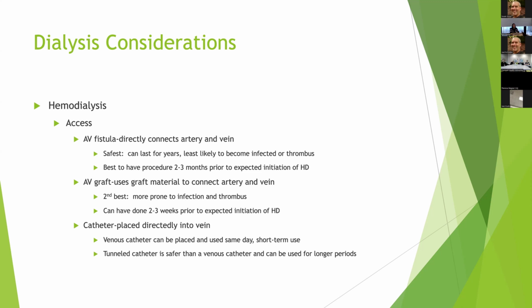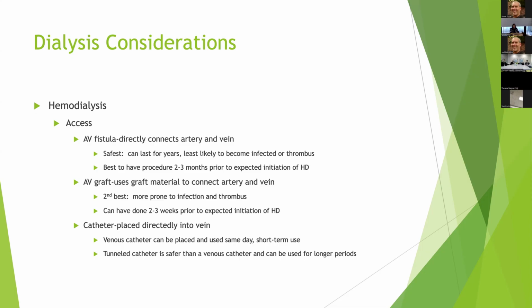Compared to an AV graft, that uses graft material to connect an artery and vein, and it's considered the second best if we're ranking these. It's a little more prone to infection and thrombus, and the benefit to this, though, is it can be done 2 to 3 weeks prior to expected initiation. So if that timeline's moved in a little more quickly than we expected, but it's not quite emergent, this is a good second best. And then finally, a catheter placed directly into the vein.